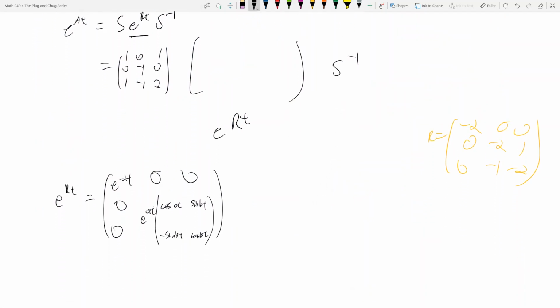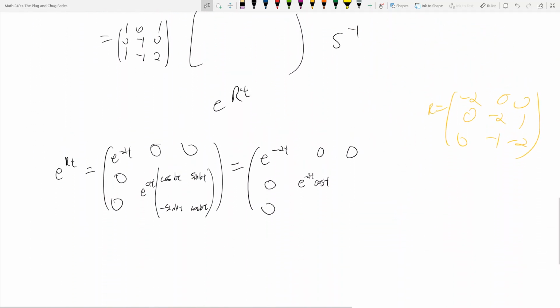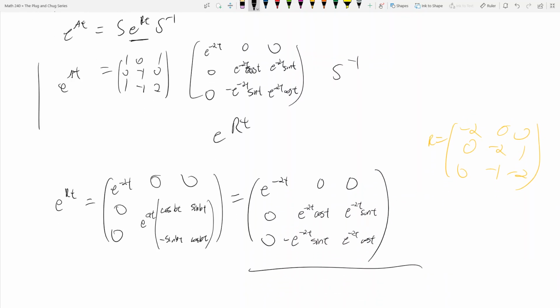So we would get e to the negative 2t, 0, 0, 0, 0. A is negative 2, so e to the negative 2t times cosine t, because b is positive 1, so you just get cosine t. Now you get e to the negative 2t sine t, negative e to the negative 2t sine t, and e to the negative 2t cosine t. And this is e to the Rt right here. So now you can find e to the At just by multiplying all this out.